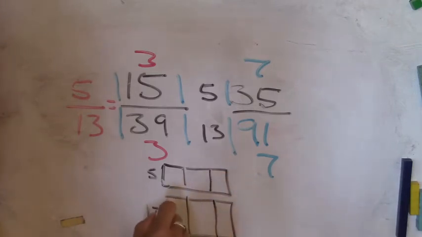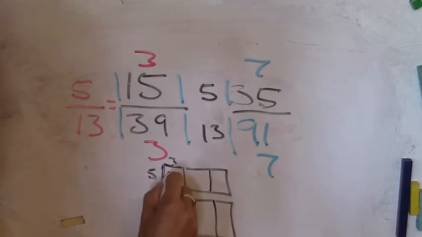Okay, good. So this is over by 3, this is over by 3. That makes this 15, that makes this 39.